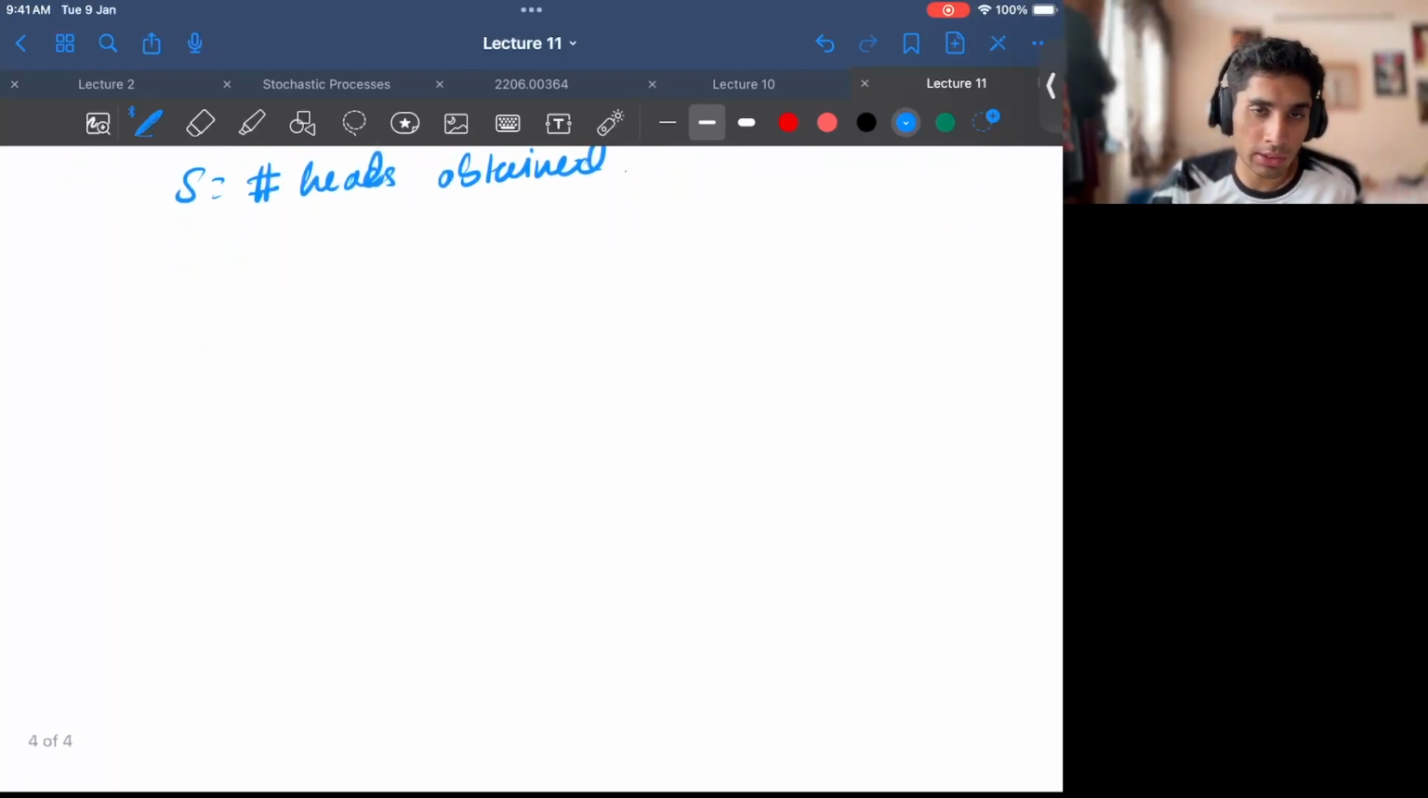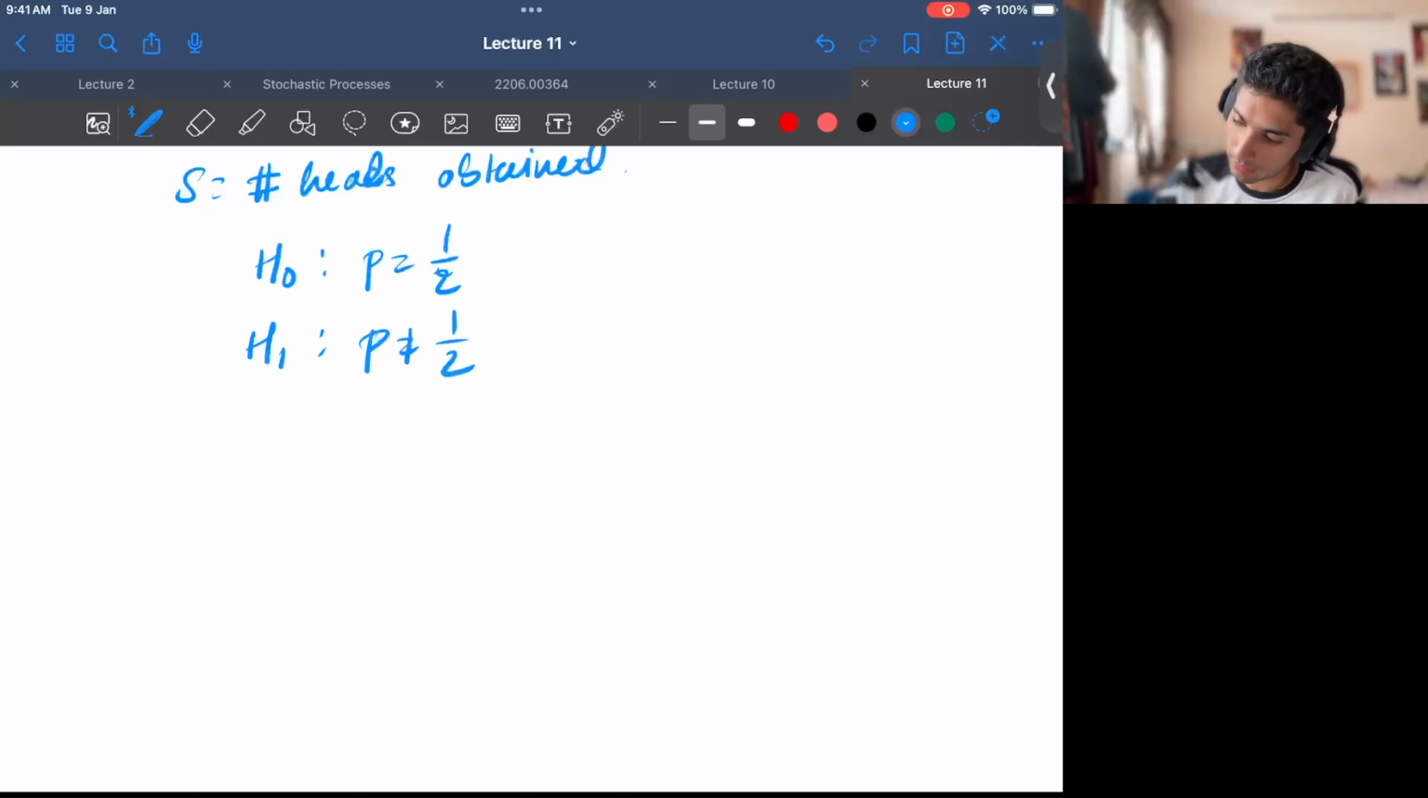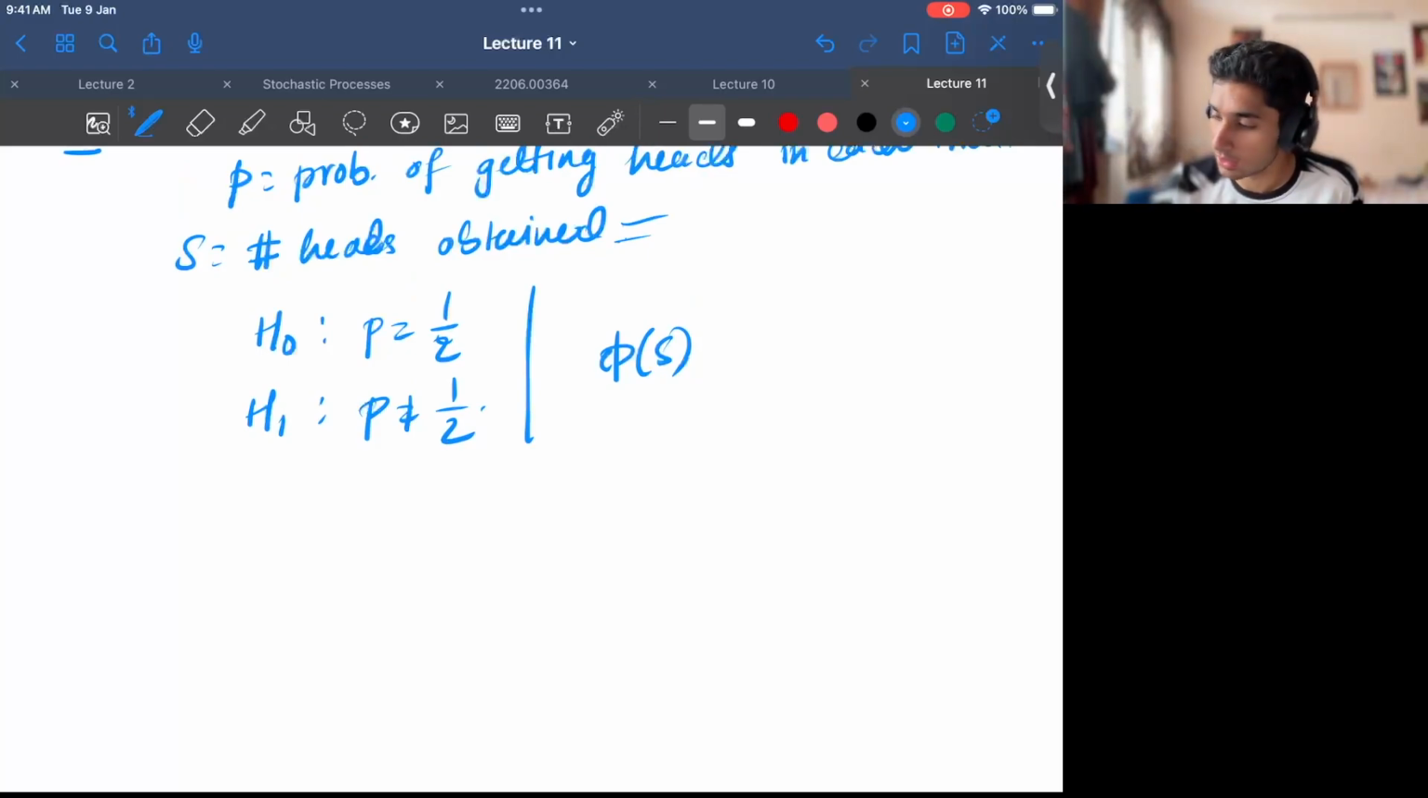So the two hypotheses are as follows. H naught, which says that P is equal to half. This is like saying that the coin is unbiased, right? That is the null hypothesis, because ideally you would assume that a coin is unbiased. So this is your null hypothesis or default assumption, and you have an alternative hypothesis which says that P is not equal to half. Now you have the test function, phi of s. S is the number of heads that you see, right? This thing is equal to 1.